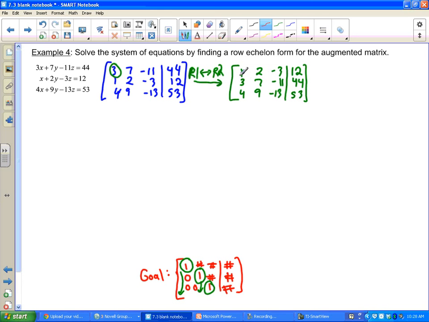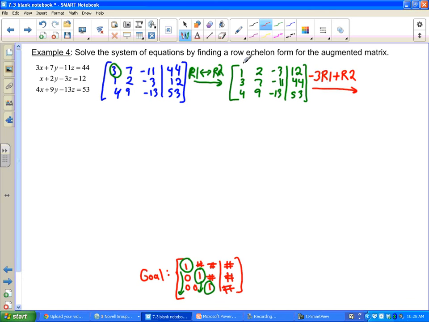So that doesn't work. What we're going to do is take row 1. We're going to multiply it by negative 3 and then add it to row 2. Here's how we write that. Negative 3 times row 1 plus row 2.